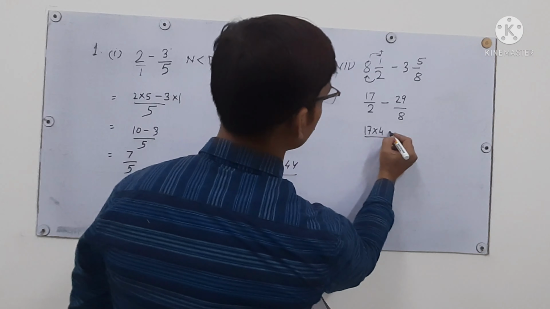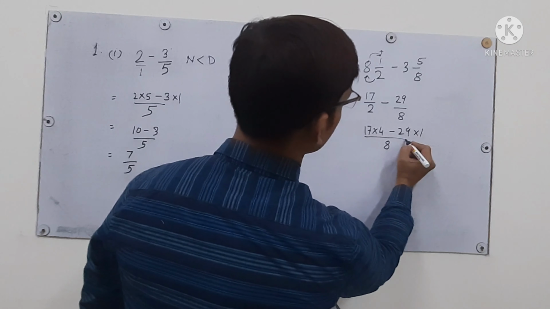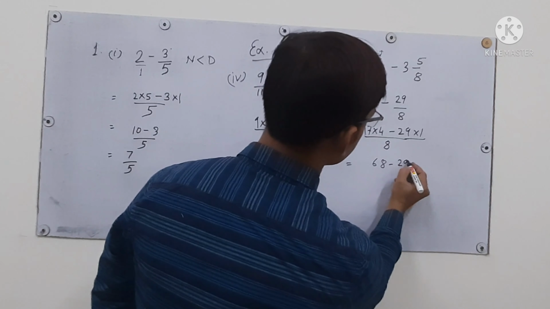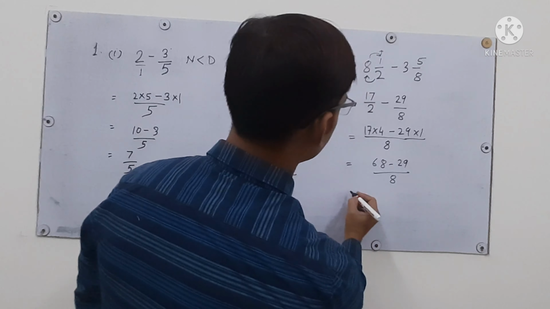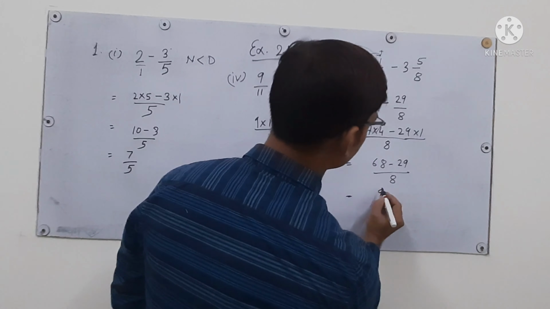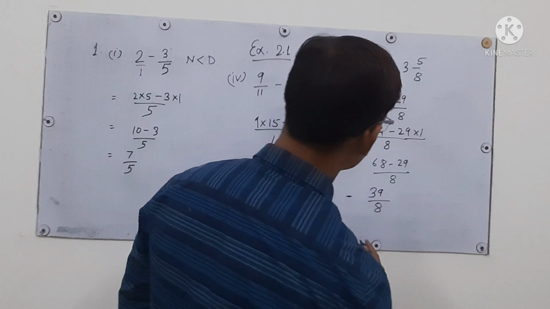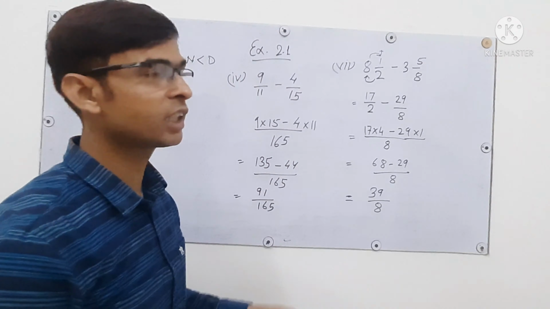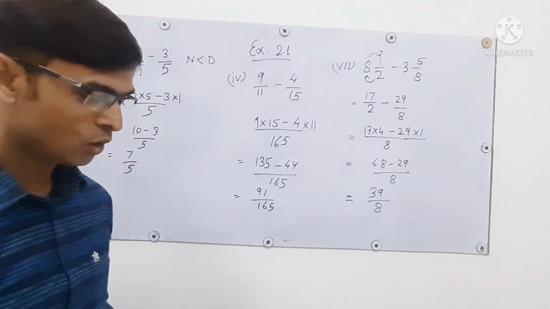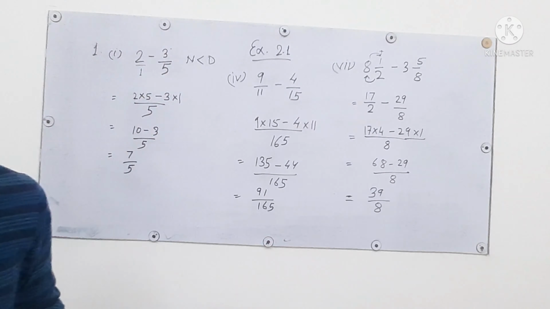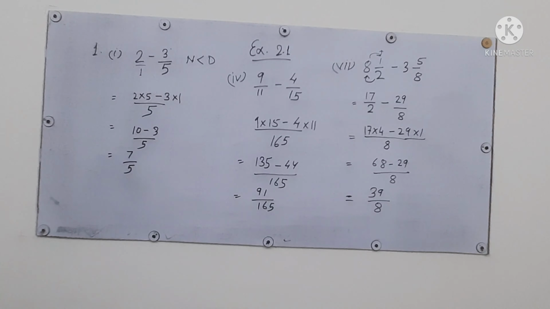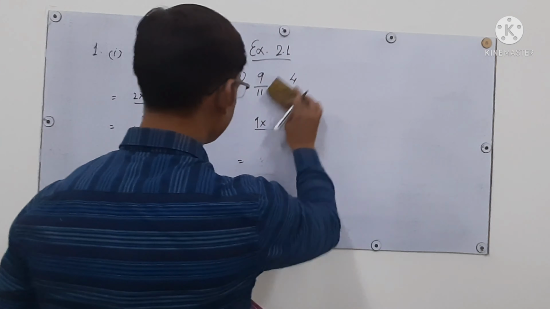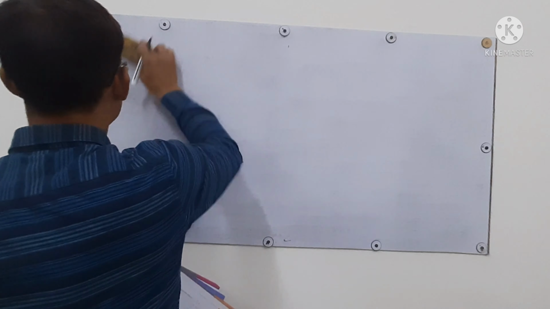It will be 17 cross 4 minus 29 cross 1. So 17 times 4 is 68, and 29 times 1 is 29, and it will be, yes, correct, 39/8. So you can just note it down, and the rest of the questions you can do on your own also. Okay students, now I hope you have understood how to solve these questions, and these are very easy questions, so you can easily do them.